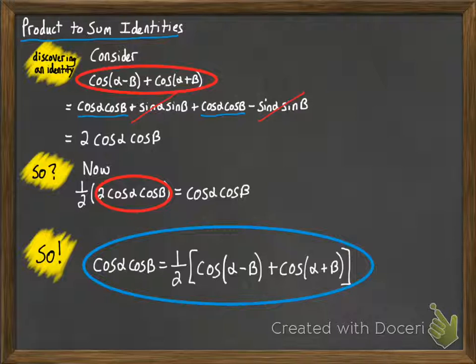Now that's just one of them. There's a couple of others. That's kind of how these things get uncovered. What we're going to look at now is how we can go from actually establishing an identity to proving one. So we're going to look at another one of these product to sum identities and show you how to go about actually proving it. And basically the proof is the same really as our discovery.